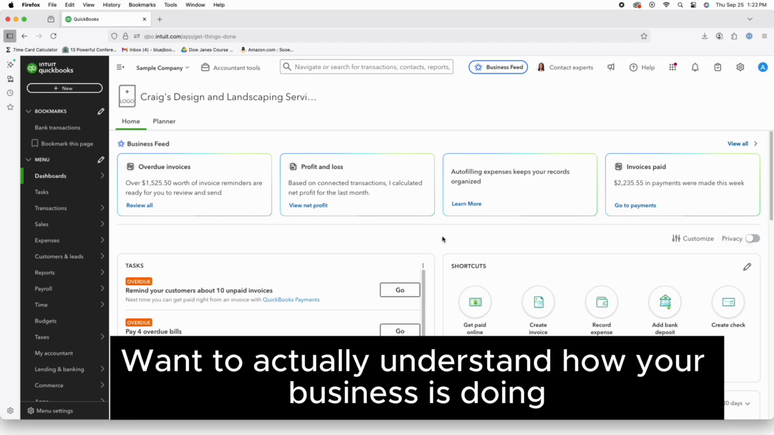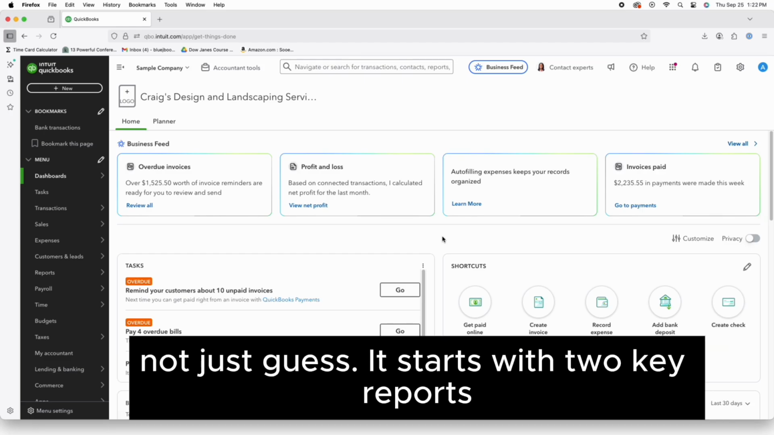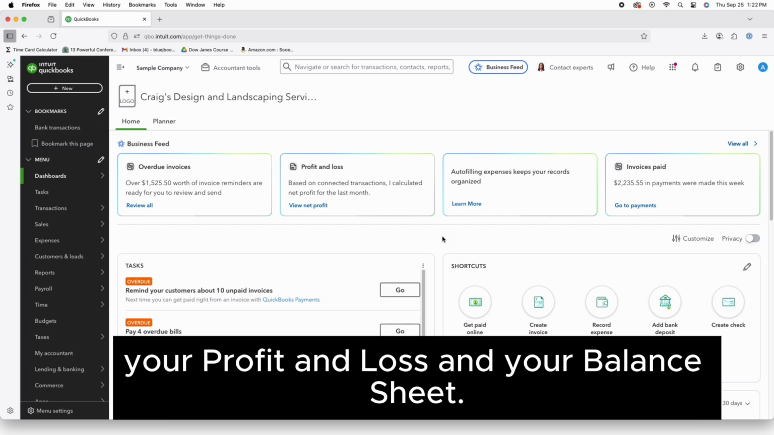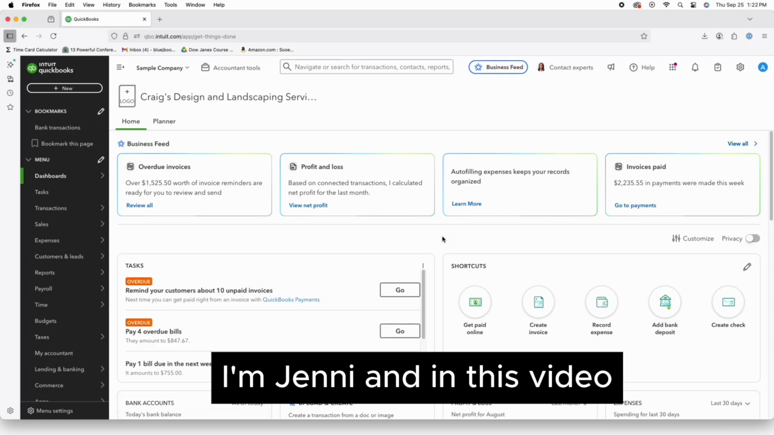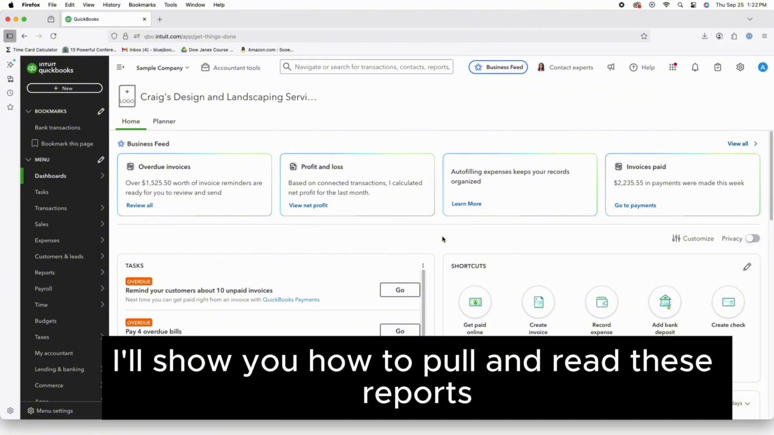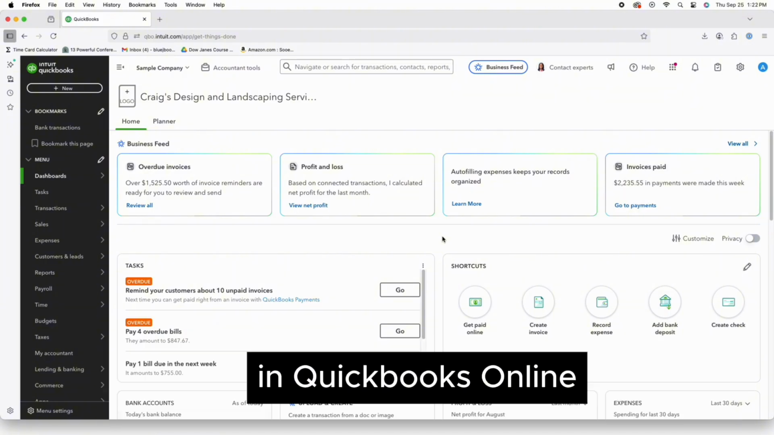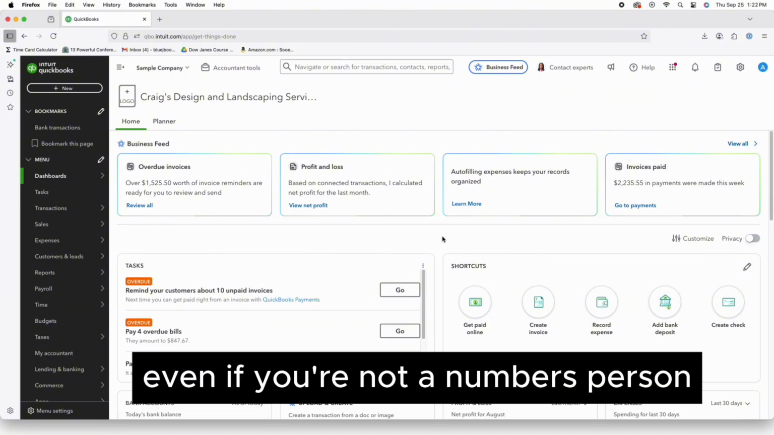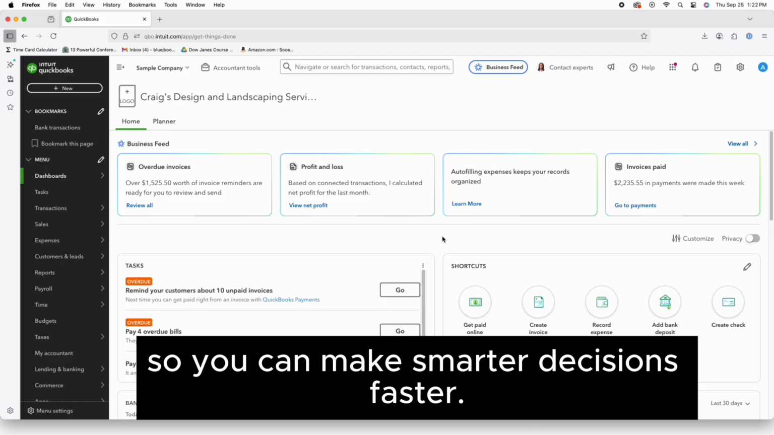Want to actually understand how your business is doing, not just guess? It starts with two key reports, your profit and loss and your balance sheet. I'm Jenny, and in this video, I'll show you how to pull and read these reports in QuickBooks Online, even if you're not a numbers person, so you can make smarter decisions faster.